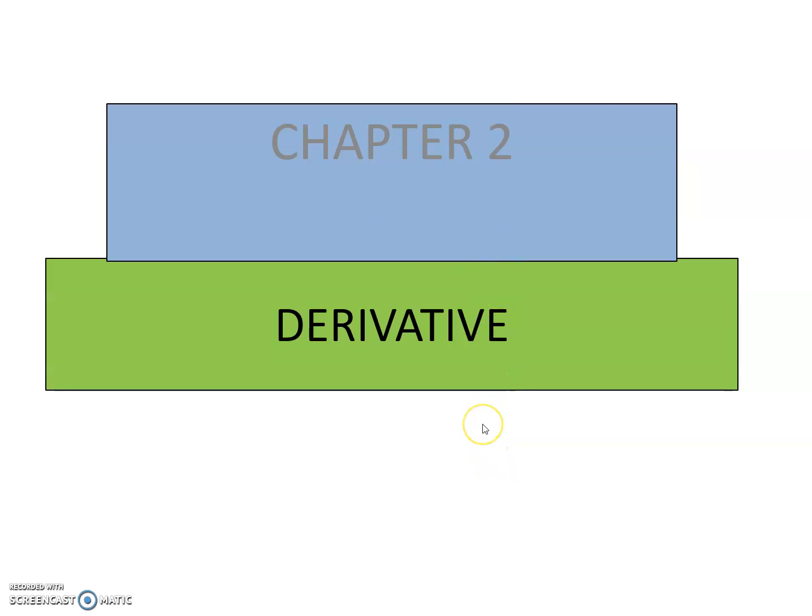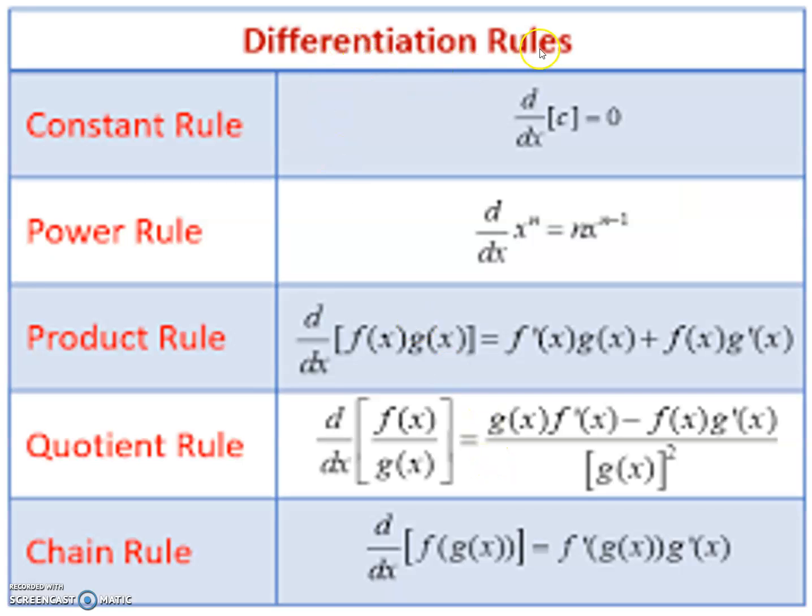Chapter number 2, Derivative. Differentiation rules are important. Constant rule, that is derivative of constant equal to 0. Power rule, derivative of x raised to n is nx raised to n minus 1.